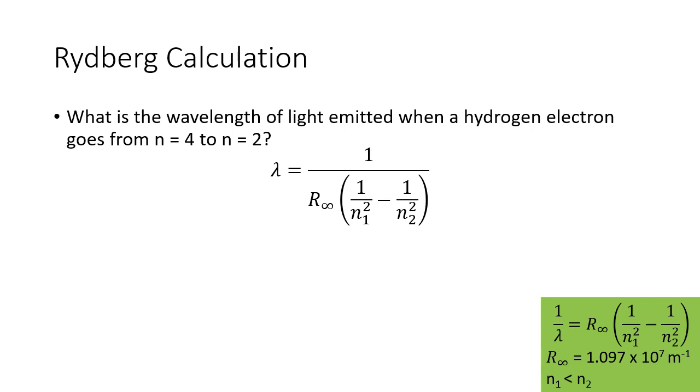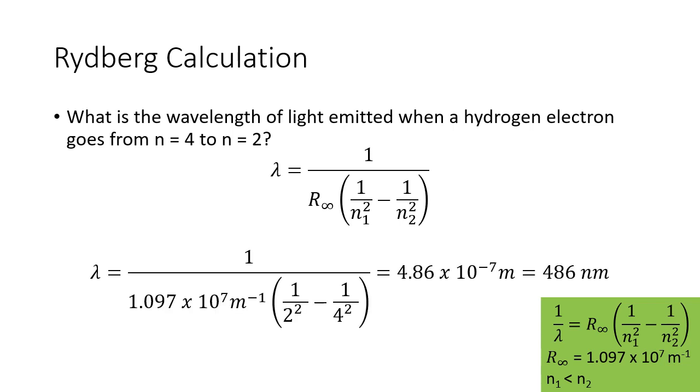So at this point, we remember that n1 is less than n2. So even though we're going from 4 to 2, we have to use the 2 as n1 because it's smaller. So we're going to do 1 over 4 minus 1 over 16. And when we do our calculation here, we get 4.86 times 10 to the negative 7th. And that is 486 nanometers.